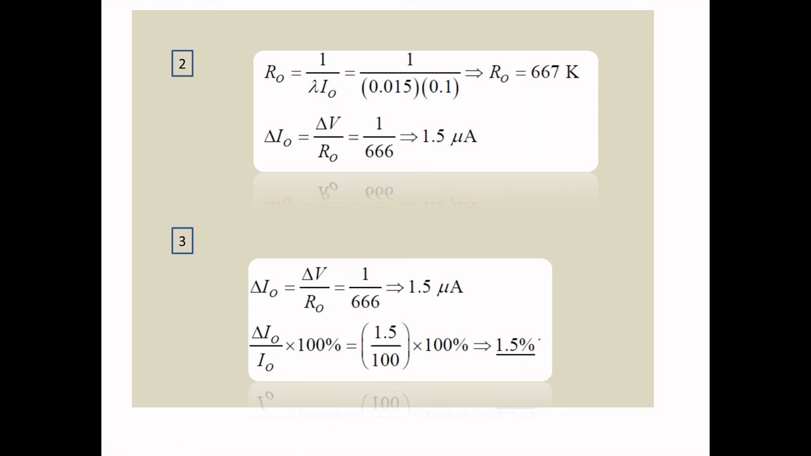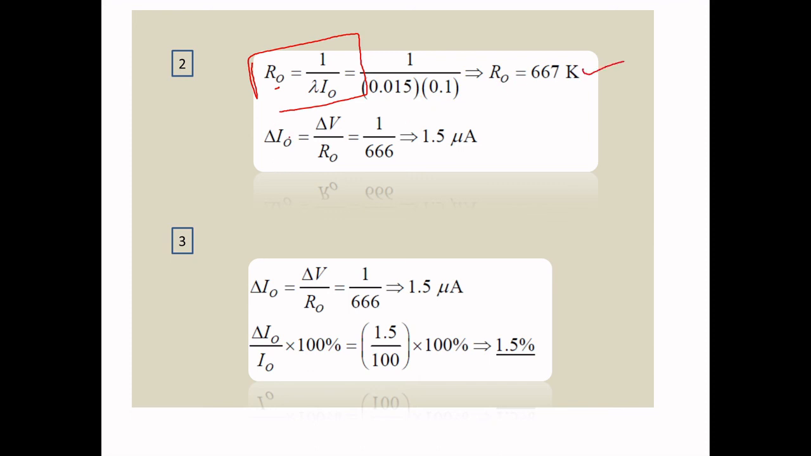So now I want to find the resistance. That is for the second question. It was given that the change is 0.015. So I have substituted in the equation, this is the formula, you know, for the change in VDS by I naught, with respect to the channel length modulation parameter. It was given R naught equals 1 by lambda I naught. So 1 by 0.015 into 0.1, you get R naught equal to 667 kilo ohm.